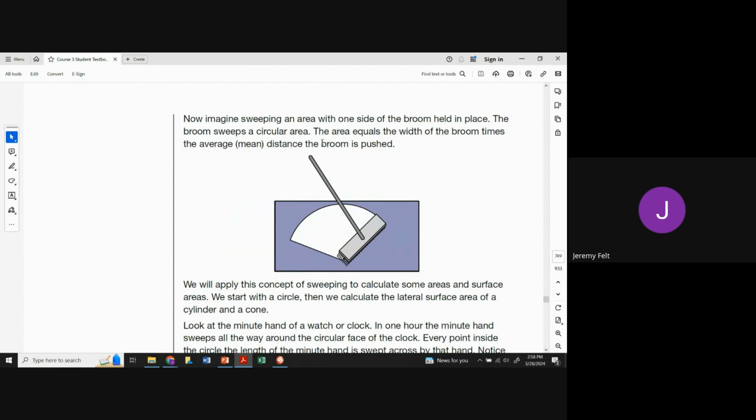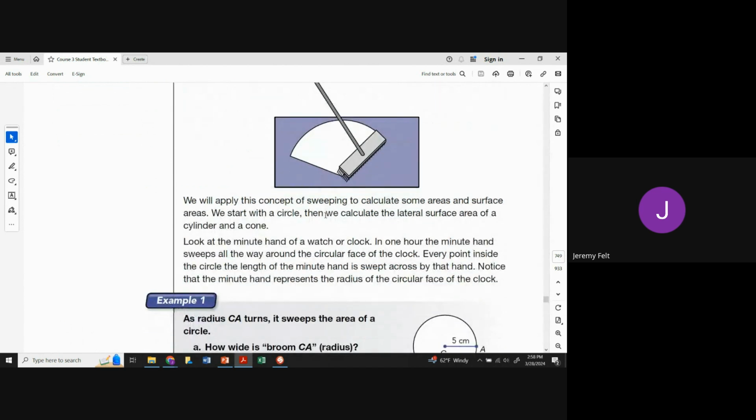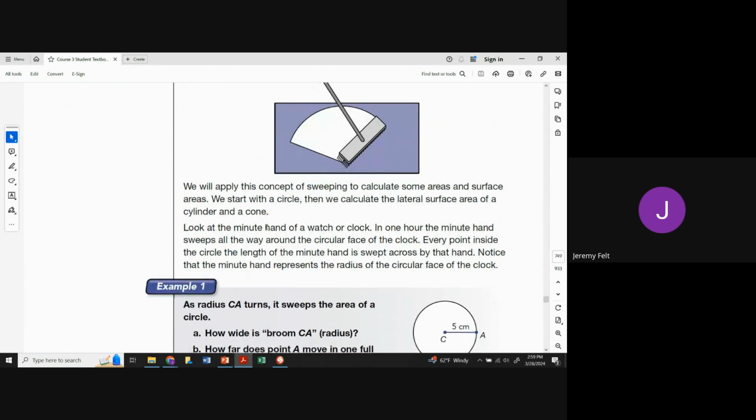Now imagine we're sweeping an area with one side of the broom kind of placed. So we have a pivot point right here, and then we sweep it in this circular motion. The area equals the width of the broom times the average, or the mean, distance the broom is pushed. We'll apply this concept of sweeping to calculate some areas and surface areas. We start with a circle, then we calculate the outer surface area of a cylinder and a cone.